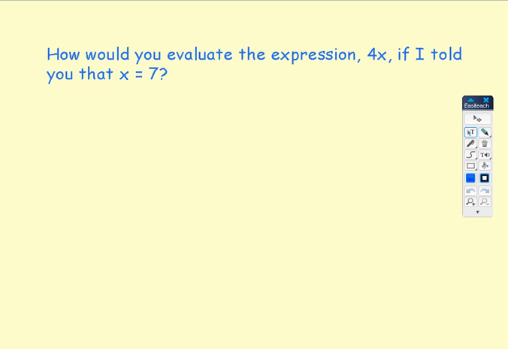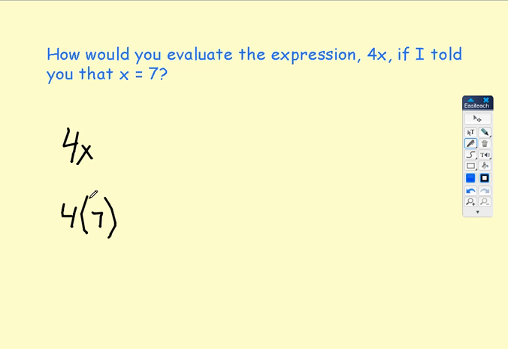I want to evaluate the expression 4x, and I'm telling you that x equals 7. Now, I have to understand, what does 4x mean? It means 4 times x. So real simple, I'm going to evaluate that by substituting 7 for x. When I evaluate an expression, I substitute that value into the variable. So instead of writing x, I write 7.